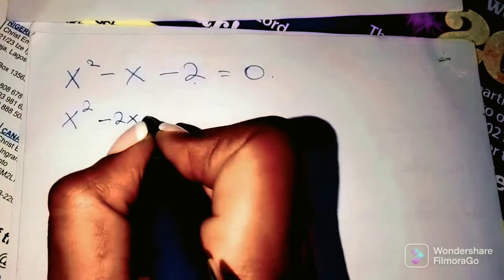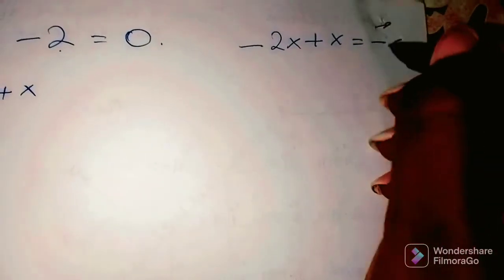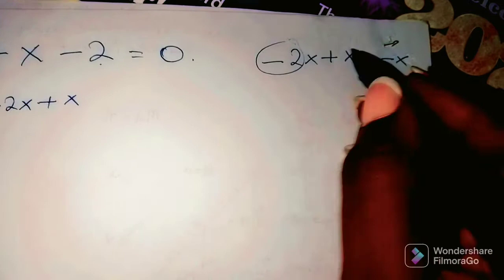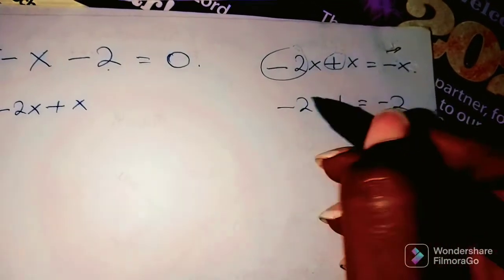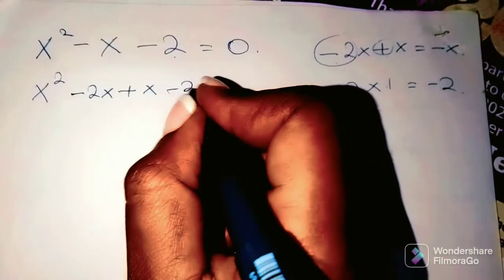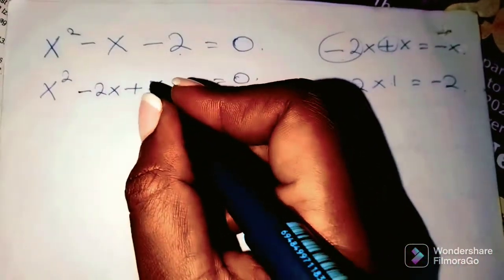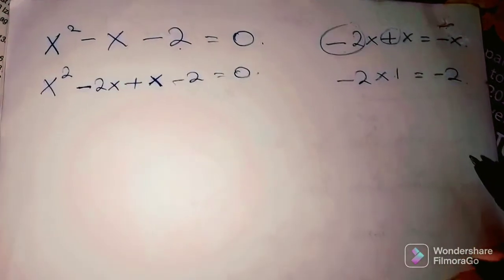So, let's try x squared. What factors would that be? We'll say, okay, minus 2x plus x. Minus 2x plus x will give us minus x. Then if we multiply the coefficients, which is minus 2 times 1, we will have minus 2. So we found our factors, which is x squared minus 2x plus x minus 2 equal to 0. If you want to know how to find these factors, just go back to a video where I solved quadratic equations using the factor method.